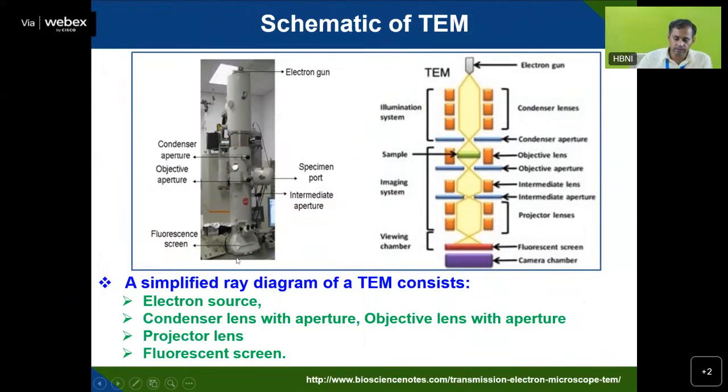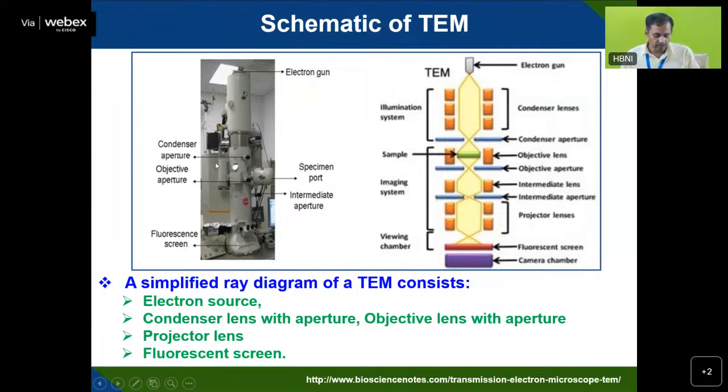You can see that on the right side is the schematic diagram of a TEM, and on the left side is a microscope image. You can see it is quite complicated. At the top you have an electron gun like SEM. Then inside there are many lenses, condenser aperture, objective aperture, and then you have a specimen here, and finally it transmits to the fluorescent screen where you are able to see the image. And at this position you have an EDAX detector, where you see the elemental mapping.